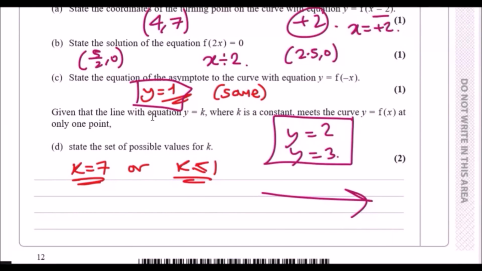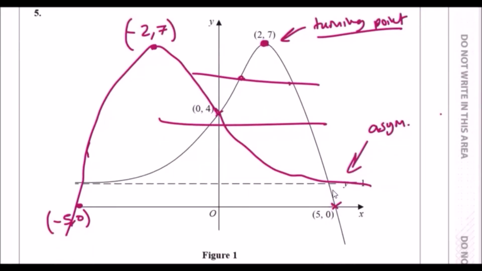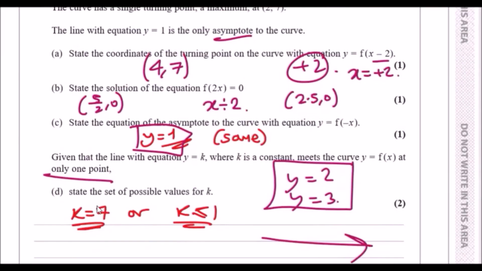Now, given that the line of the equation y equals k, where k is a constant, meets the curve y equals f(x) at only one point, so key point, at only one point, so it crosses the curve at 1 point. So it can't be, for example, here because it's 2 points. So really it just means up here or below the asymptote. State the set of possible values for k.